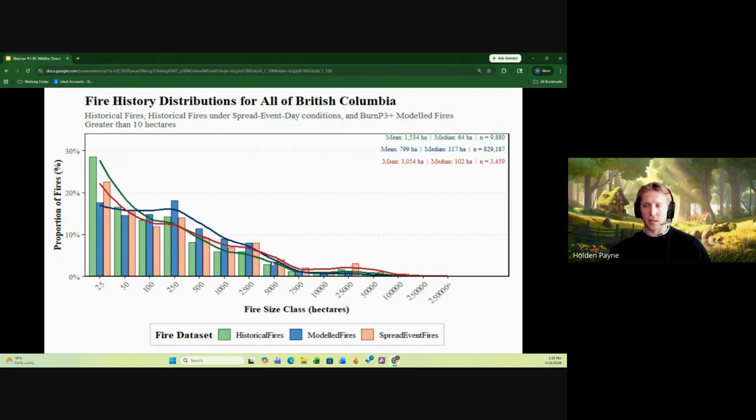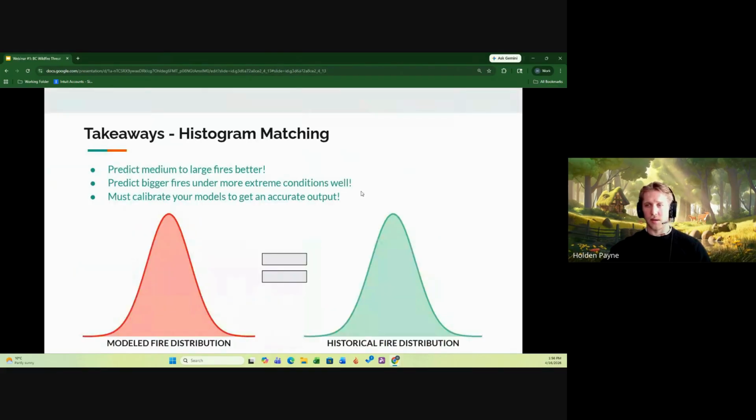But it does better in larger fire size classes, especially medium to large fire size classes. It matches spread event day fires pretty well. And then there's a little bit of an under prediction in the biggest fire size classes. We think that's in large part because of mass fire weather and extreme fire behavior that's hard to predict with this type of model. And the benefit to this is that you've got to calibrate your models to get an accurate output. So you have to really make sure these things are finely tuned.